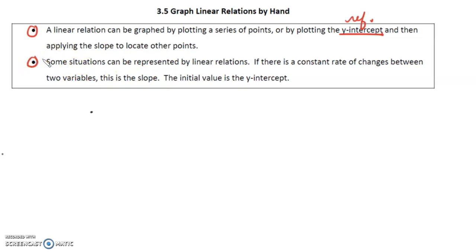Some situations can be represented by linear relations. If there is a constant rate of change between two variables, this is the slope. The initial value is the y-intercept. So let's go ahead and look at how we actually graph these.